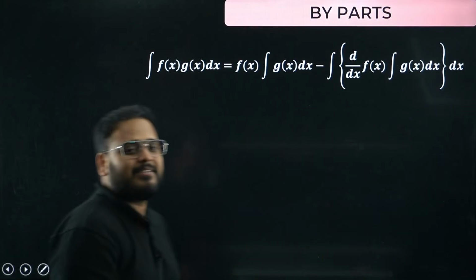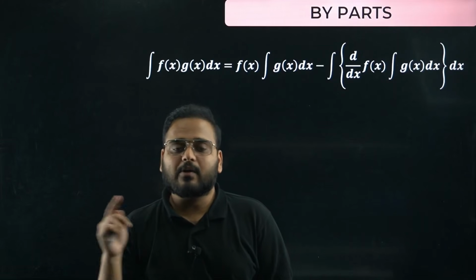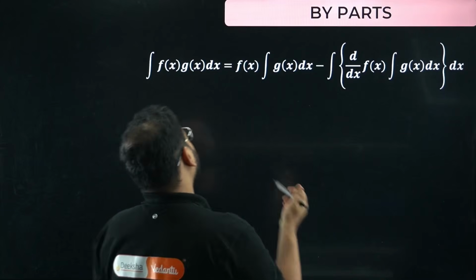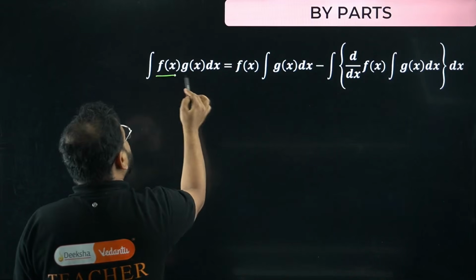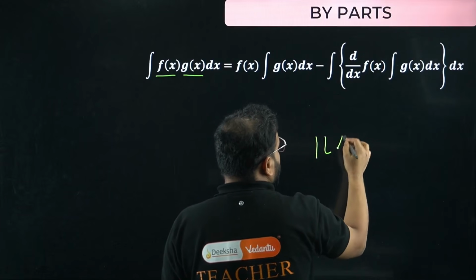Now, sir, we have the next important part, which is integration by parts. How can we solve this question whenever we have two functions multiplied to each other, like f(x) into g(x) is given? So what we do is we use a preference order.